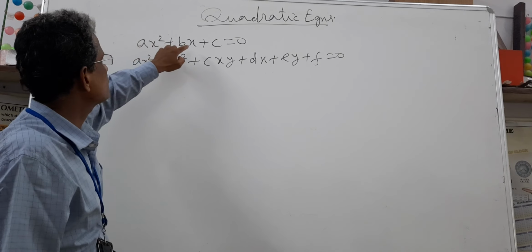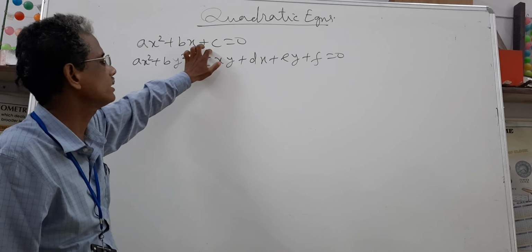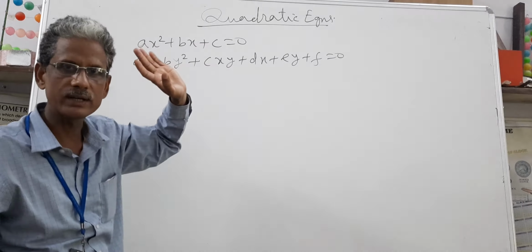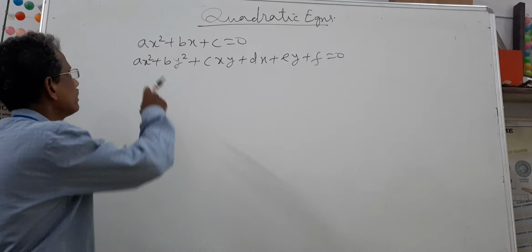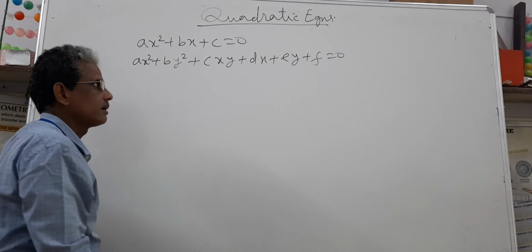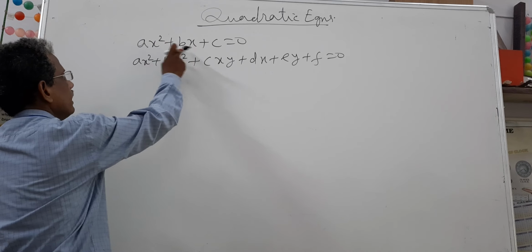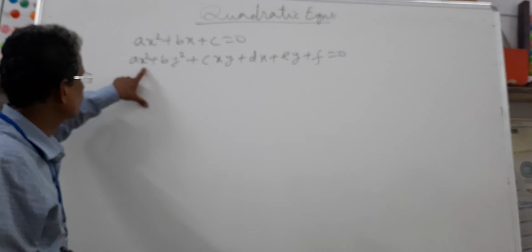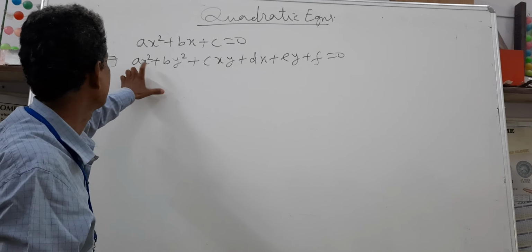ax square plus bx plus c is the standard form of a quadratic equation in one variable x. a, b, c are constants, that is numbers: real numbers, complex numbers, anything. x is the variable, a single variable. ax square plus bx plus c equal to 0 is the quadratic equation in one variable. In two variables, x and y, it is also a quadratic equation.